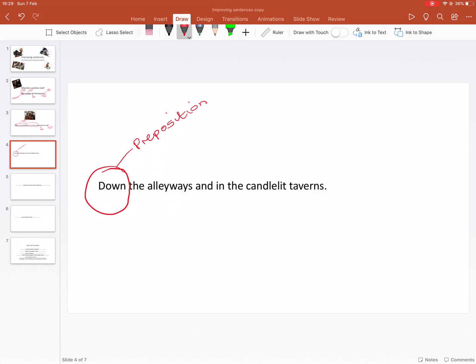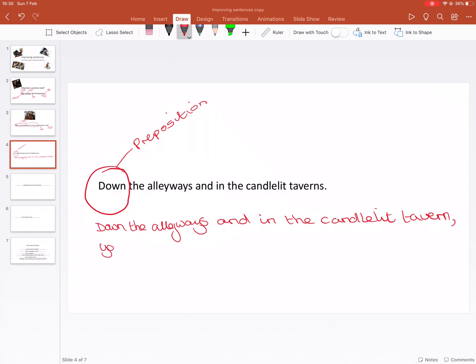So let's see if we can write it again down here. So it'd be better if I wrote it properly. So down the alleyways and in the candlelit tavern, you could hear the faint sound of a fiddle.